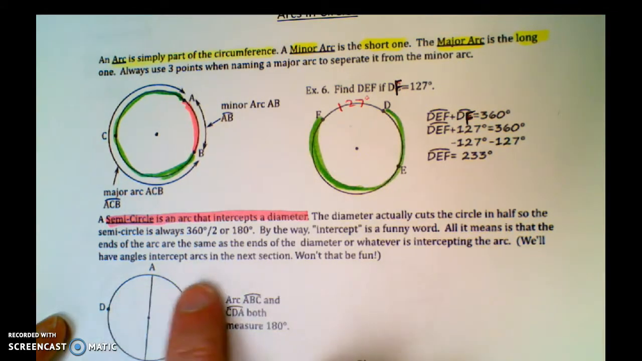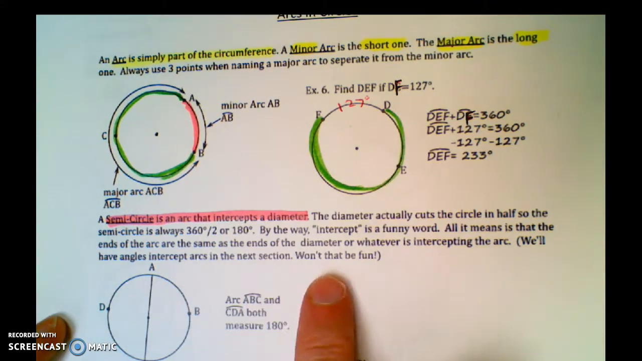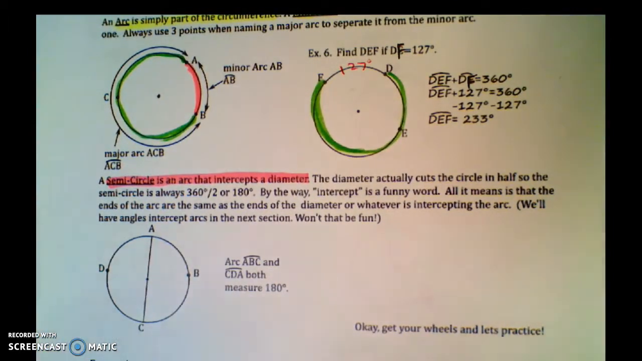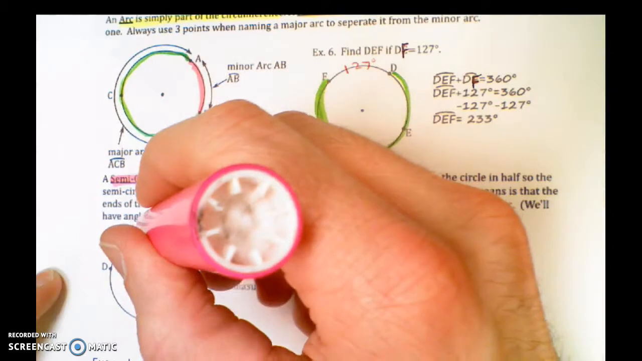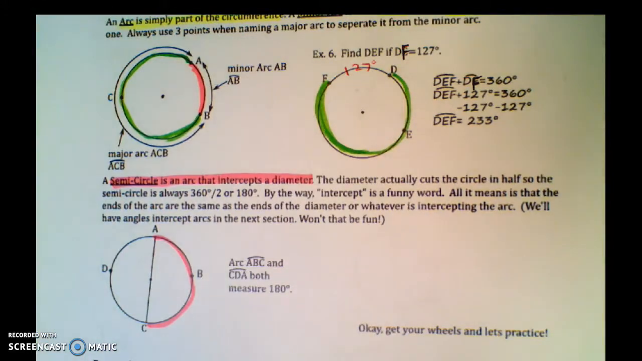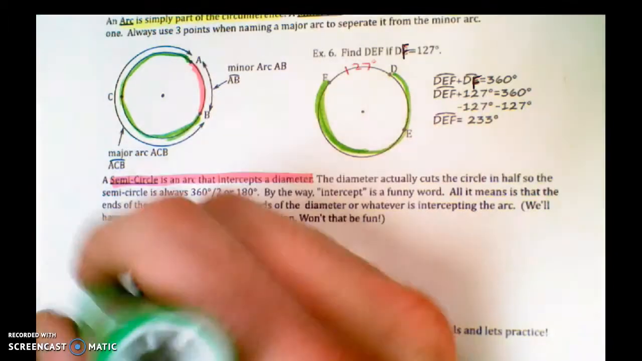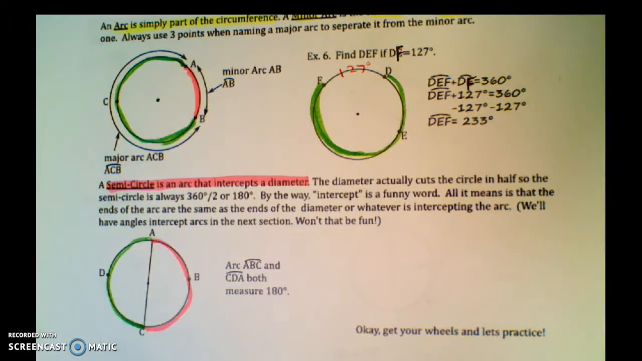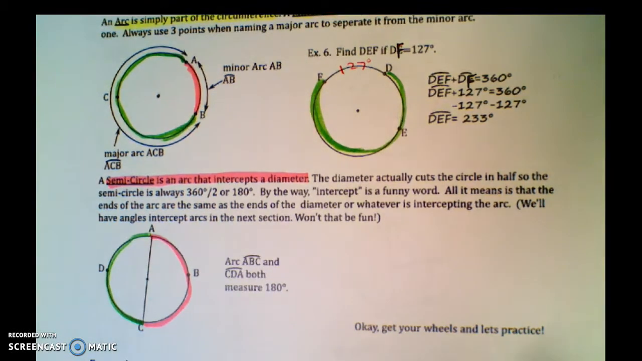We'll have the angles intercept arcs in the next section. Won't that be fun? So here, our semicircles are A, B, C, because that covers half of the circle, so it's a semicircle. And then the other one is CDA. And notice if you put these two together, you get the full circle, which is 360 degrees. So let's get your wheels turning and practice.